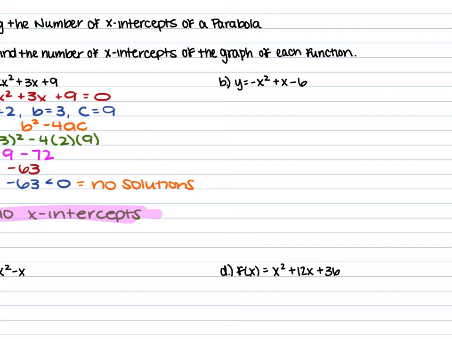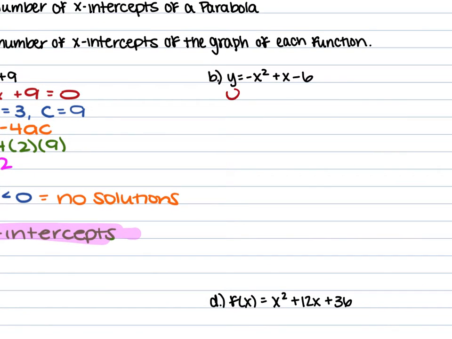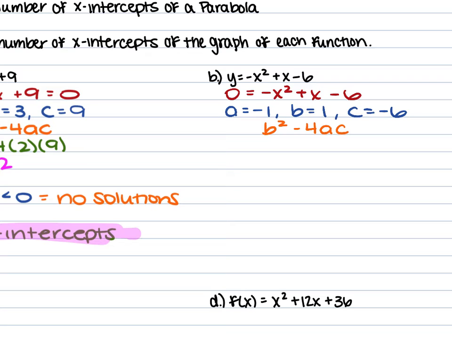For example B, we're given y is equal to negative x squared plus x minus 6. So again, we're going to turn that y into 0. And we're going to have 0 is equal to negative x squared plus x minus 6. Our a is negative 1, b is 1, c is negative 6. So we're going to use the discriminant, b squared minus 4 times a times c. Plug in our values. We're going to have 1 squared minus 4 times negative 1 times negative 6.